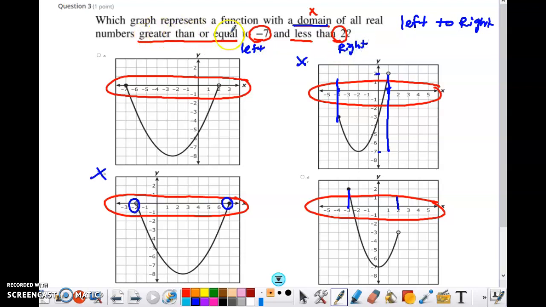Okay, and greater than or equal to means it's a closed dot. Less than means open dot. That's why there's an open dot here and a closed dot here.